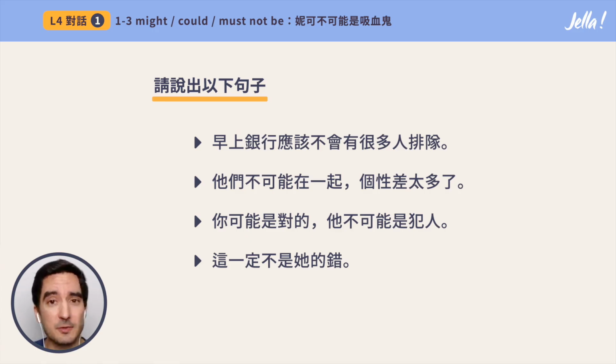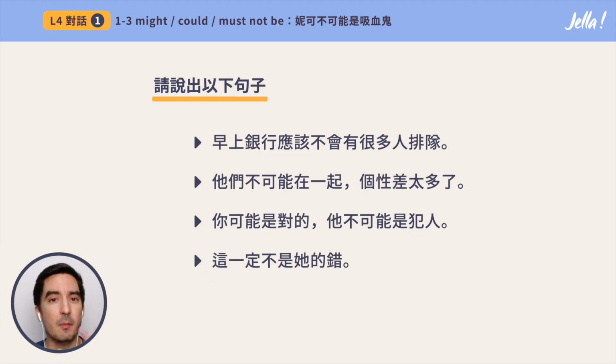You could also say they must not be together. I saw a few people write that. That's okay. That means that you're pretty sure, you have a strong feeling, oh, they must not be together. Couldn't be is even stronger. It's saying it's impossible. Oh, it's impossible. They couldn't be together. So it depends how sure you are. Couldn't be is stronger than must not be, okay?